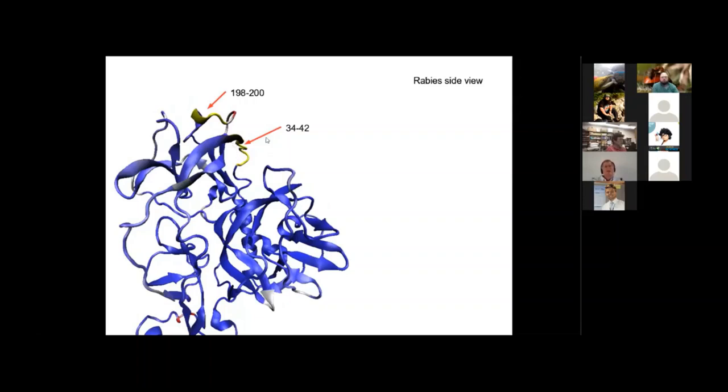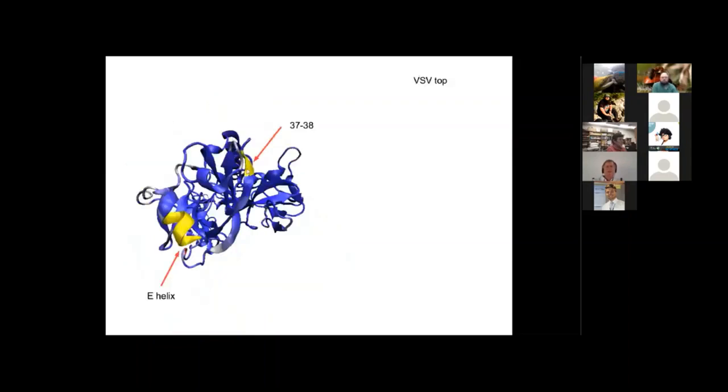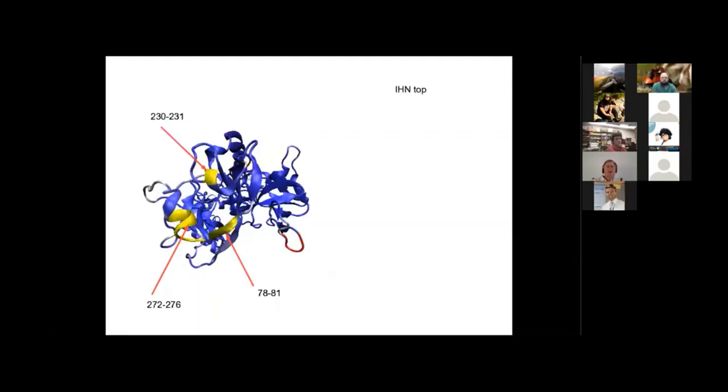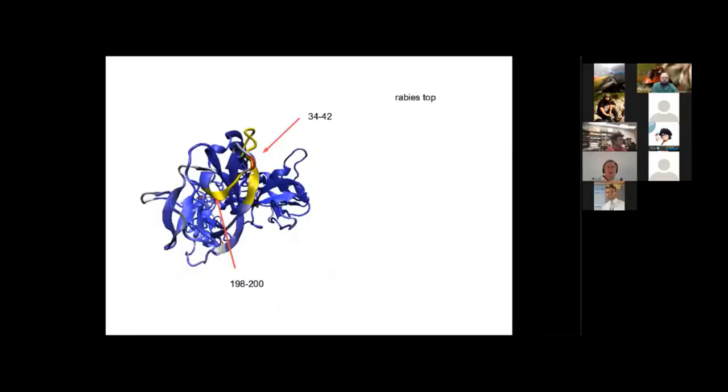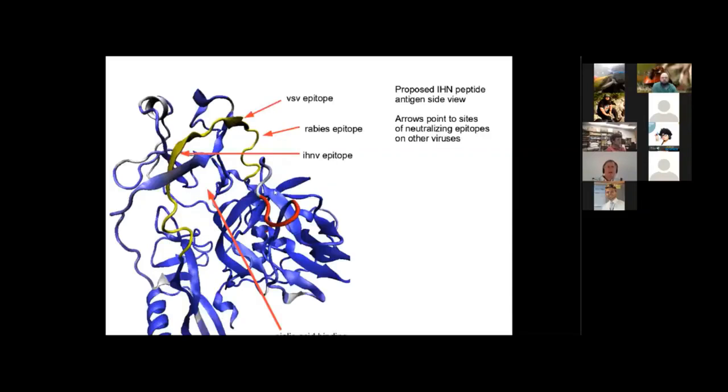Rabies is also a bullet-shaped virus and also has epitopes in similar areas on the surface protein. Rabies has a stretch here that is important. If we look at vesicular stomatitis from the top, we can see this stretch in here. Again, we're going to be talking about this more later. Here's IHNV, there's part of it. Rabies shows up again, and we're kind of running through this really quickly.